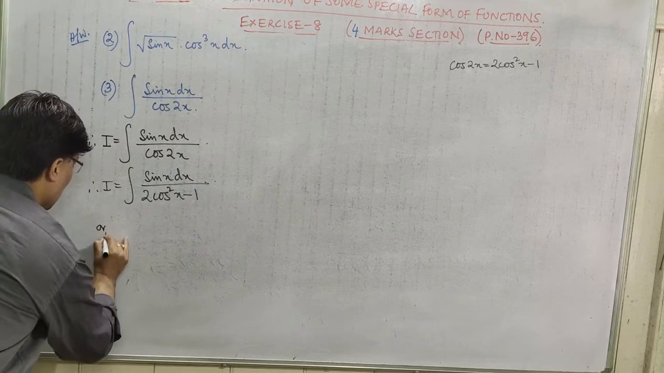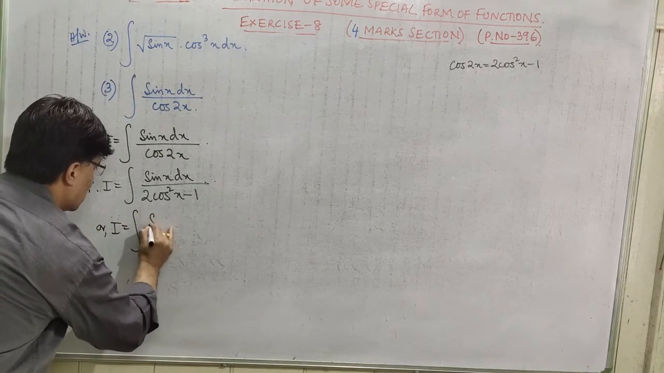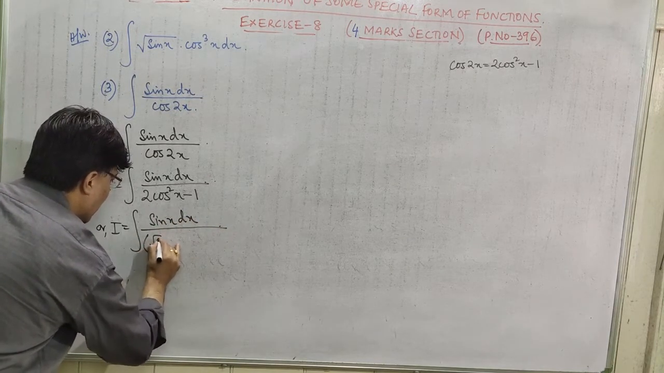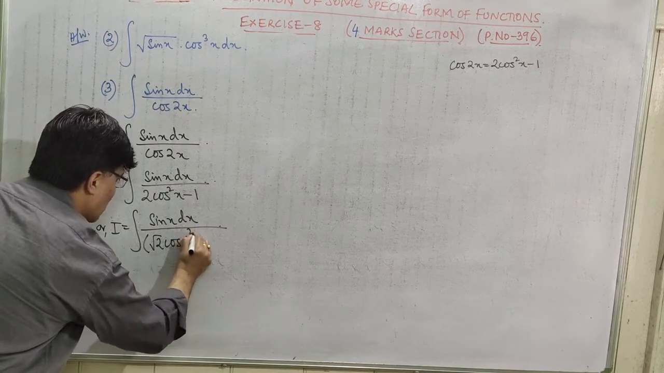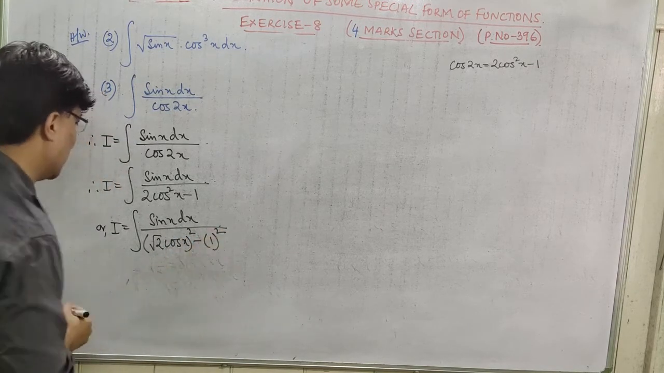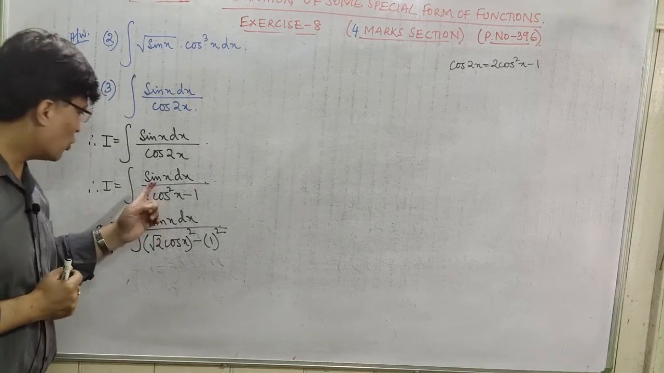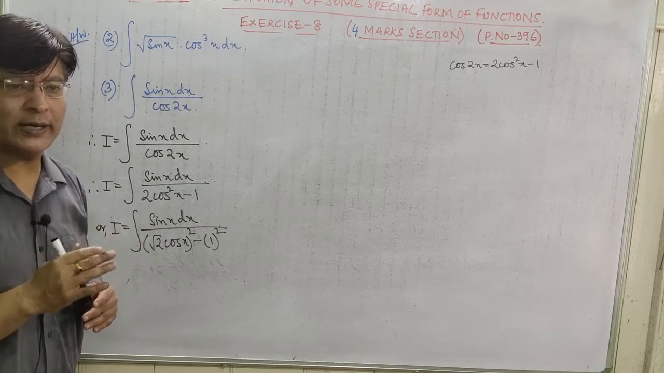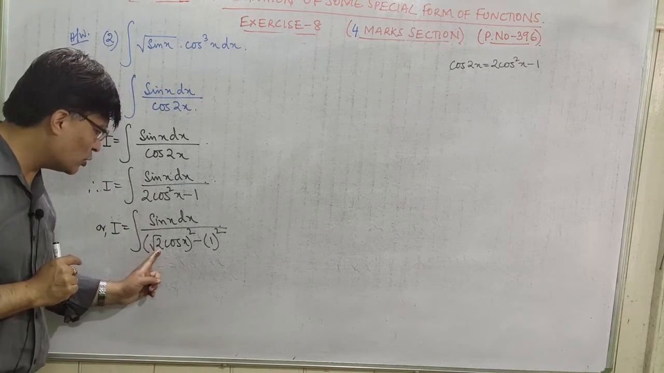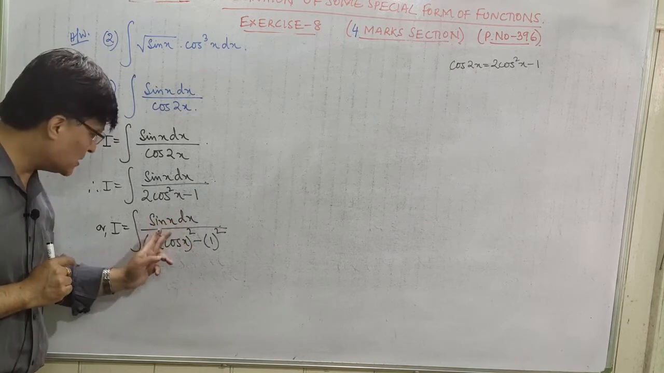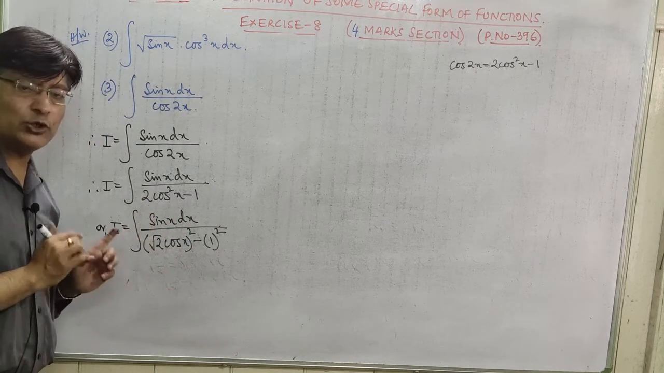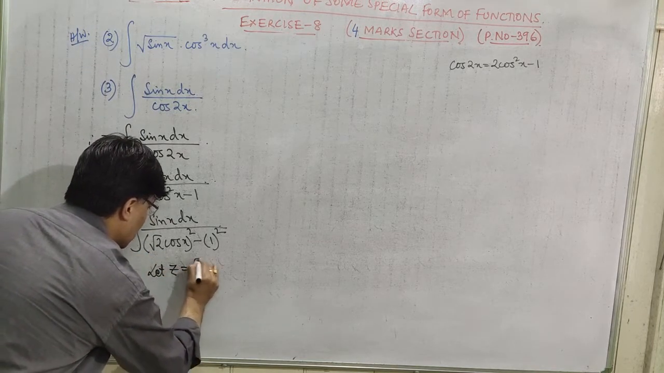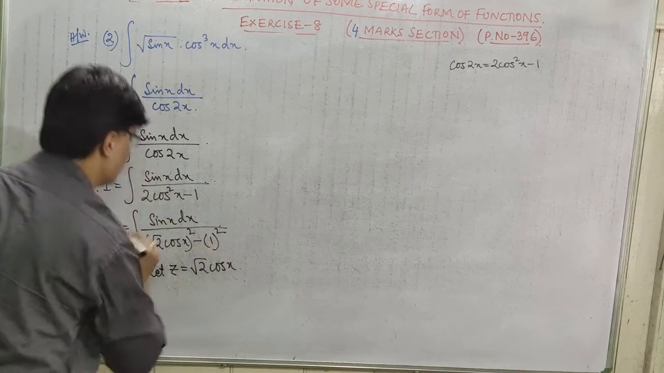Okay, and you know the differentiation of cos x is minus sin x. So let us write I is equal to integration of sin x dx, and here you can write it as within whole square root over 2 cos x whole square minus 1 whole square. Since the coefficient of cos square x is 2, you can write it as root 2 cos x whole square. And since the coefficient of cos x here is root 2, let us assume root 2 cos x as z. So let z is equal to root over 2 cos x.